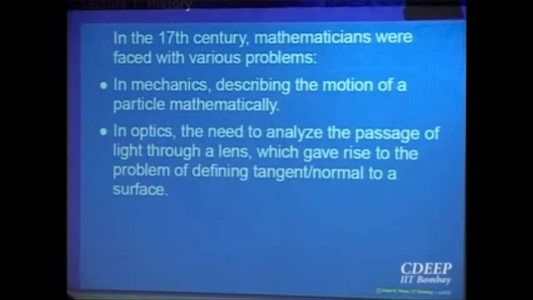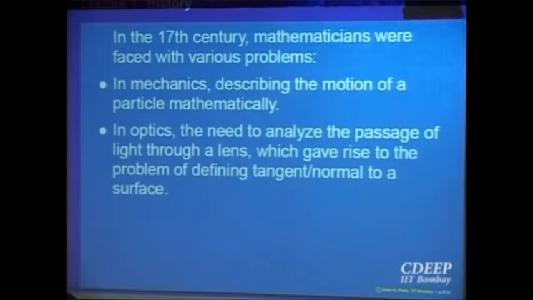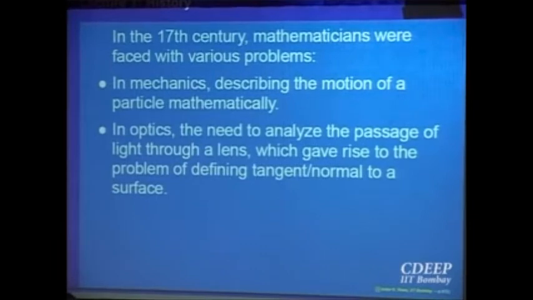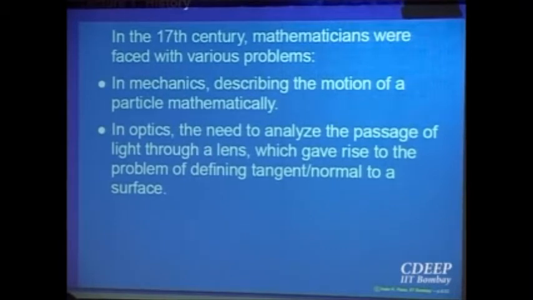You must have all done experiments in physics. A ray of light hits a lens, strikes the surface with some angle. What is that angle? If two lines intersect, we know what is the notion of an angle. But a line intersecting a curve, which is not a straight line, what is the notion of angle? How to define it precisely? Those are the problems faced by the mathematicians in the 17th century.